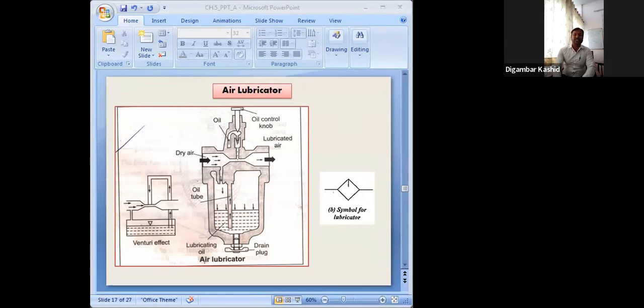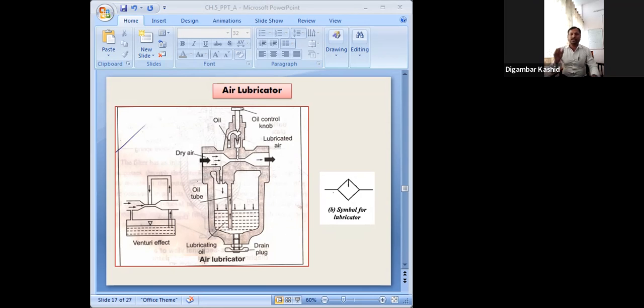Now, what is the construction and operation of the air lubricator? You can see here, first I will show the symbol. This is the standard symbol for the lubricator. Air filter and air pressure regulator we have seen. This is the air lubricator. For each element we have a separate symbol, and if you combine them, you will get the symbol of the filter regulator unit, the FRL unit.